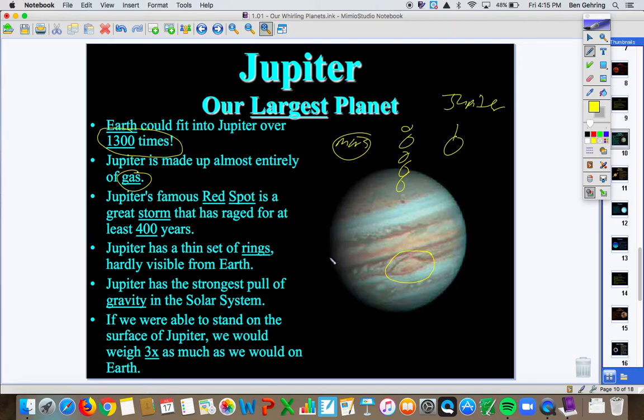Along with that, Jupiter also has rings going around it. Not very many, and they're not very thick. So you need a telescope, kind of a nice telescope to be able to see that. But Jupiter does have rings going around it.